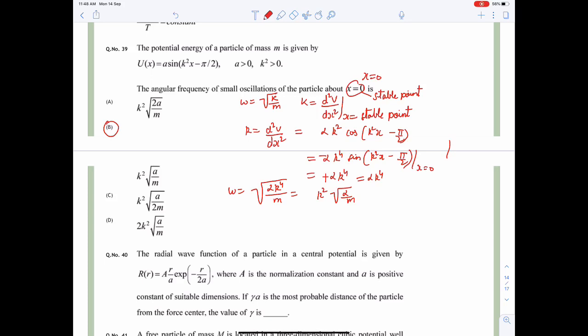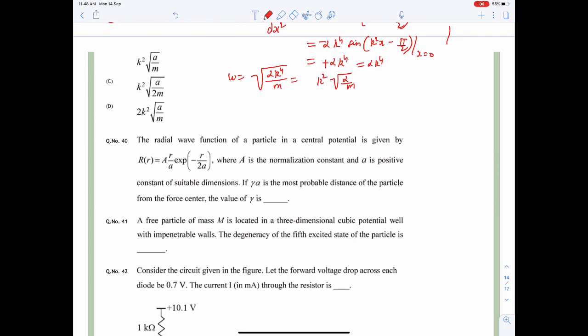Alpha k4 sine k square x minus pi by 2, and when you differentiate you will get alpha k4, x is equal to 0. So you will get sine minus pi by 2, sine of minus theta is equal to minus sine theta, and the minus will become plus alpha k4. When you put it in the formula, your k will become alpha k4. So k4 under root is k square under root alpha by m. So your answer is B. Okay.